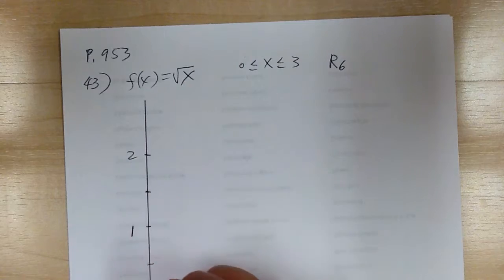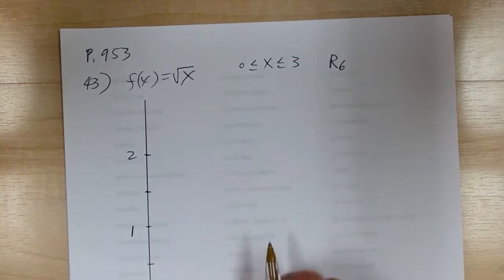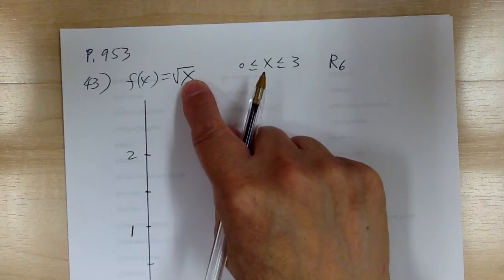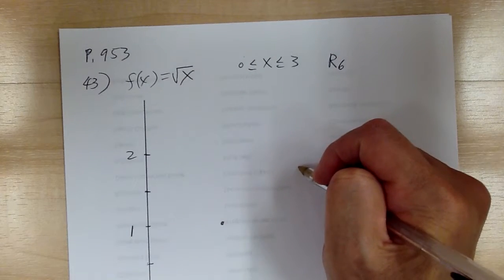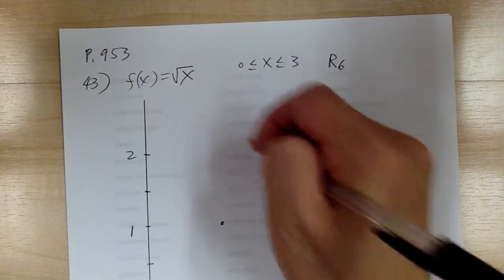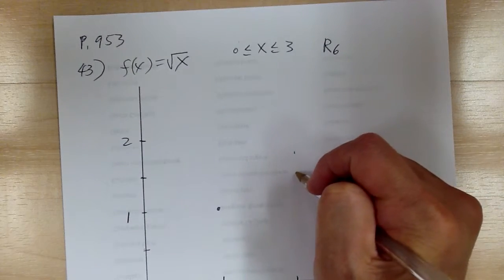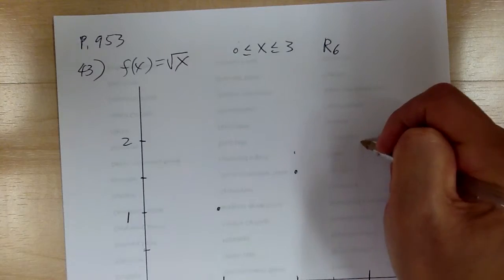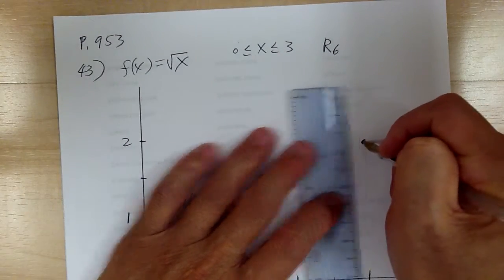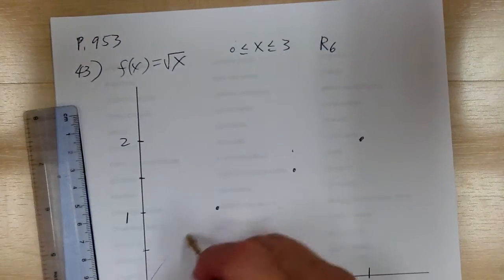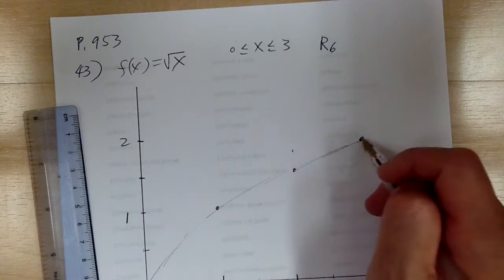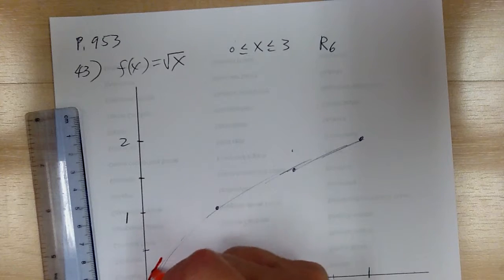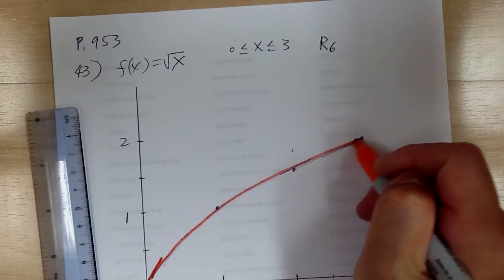So when x equal to 0, you get 0. When x equal to 1, square root of 1 is 1. And when x equal to 2, square root of 2 is about 1.4. And square root of 3 is about 1.7. So can you get those points? And if you connect the dots, you're going to look something like that. So this is what the graph looks like.